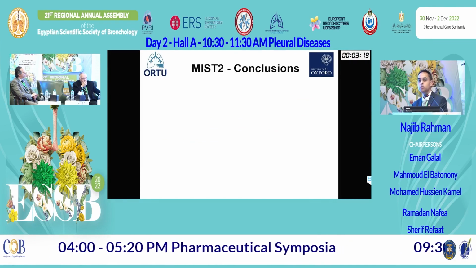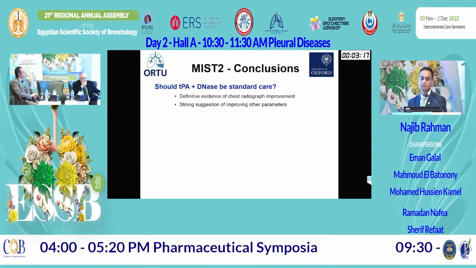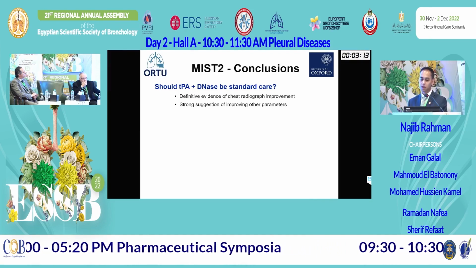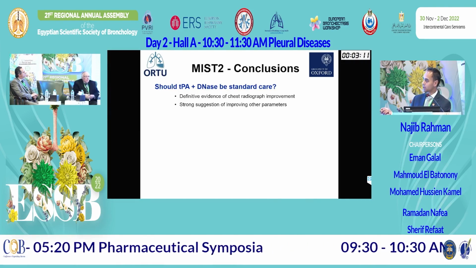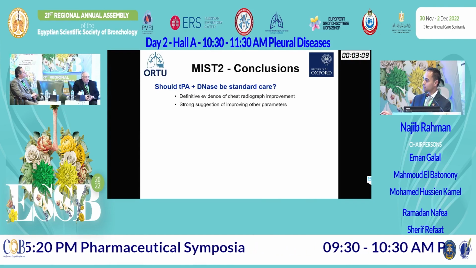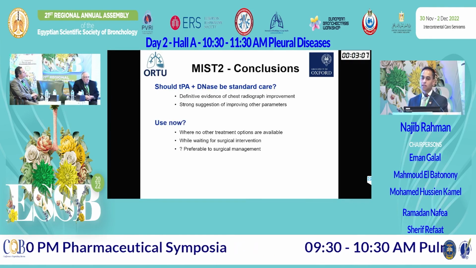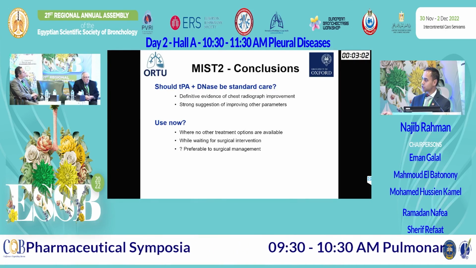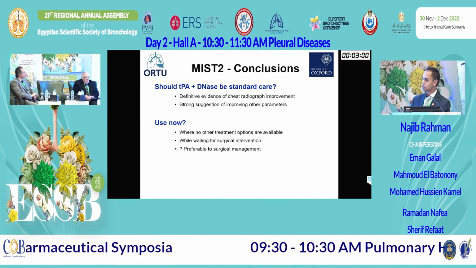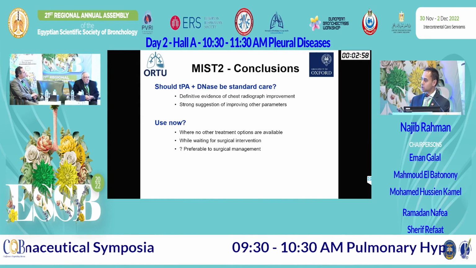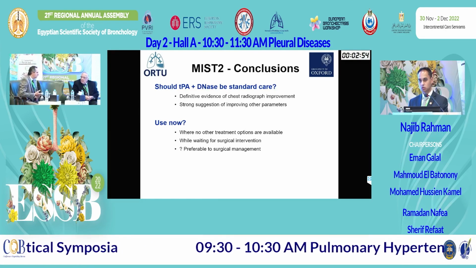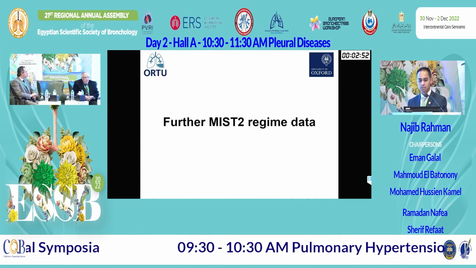So what should we do with the MIST-2 regime now? Should it be standard of care? In fact, although this is my data, I don't think it should be standard of care in everybody. We know that the X-ray gets better. It suggests it improves other parameters. When do I use it? I use it if the patient is not fit enough for surgical intervention. When I'm waiting for surgical intervention, this question is not answered. Is it better to give the MIST-2 drugs or to go to surgery? I'll show some data on that a bit later.